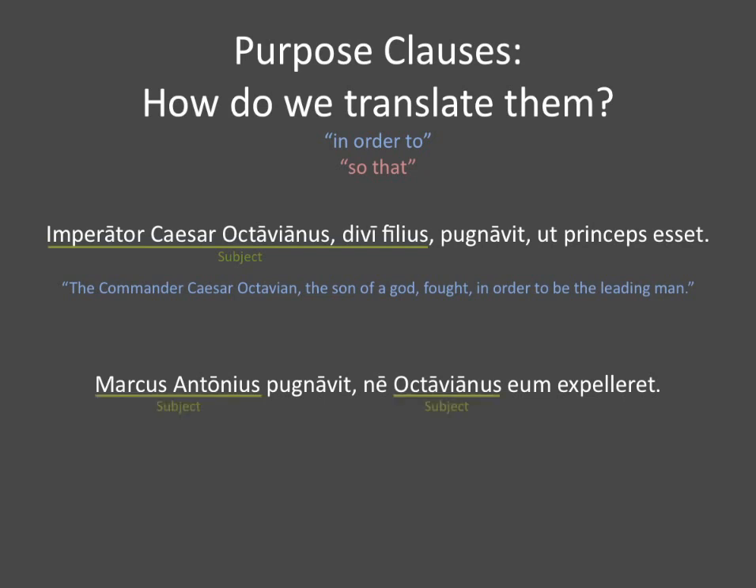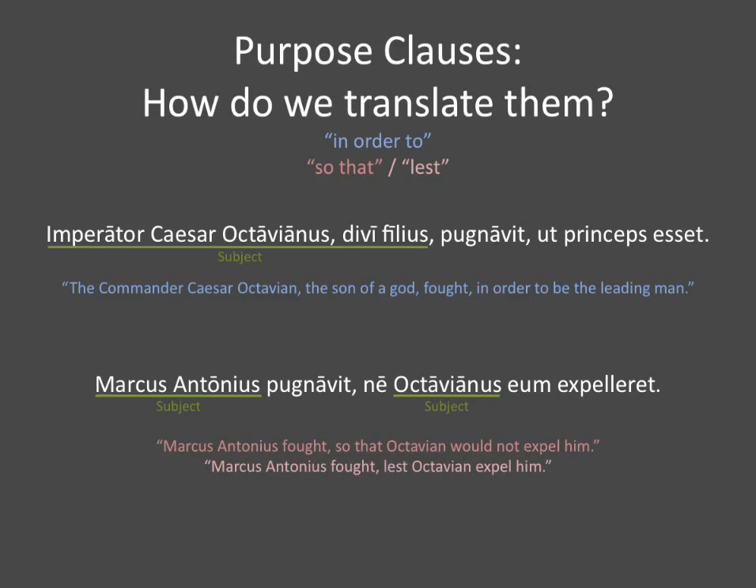If the subject of the independent clause and the dependent clause are different, like in the second example, we must use so that. Our second example can be translated as, Marcus Antonius fought so that Octavian would not expel him. Because this is a negative purpose clause, we can also use lest instead of so that not. Our translation becomes, Marcus Antonius fought lest Octavian expel him.